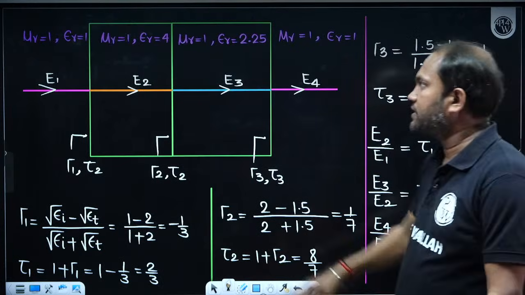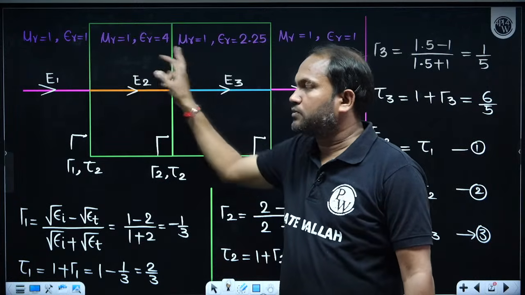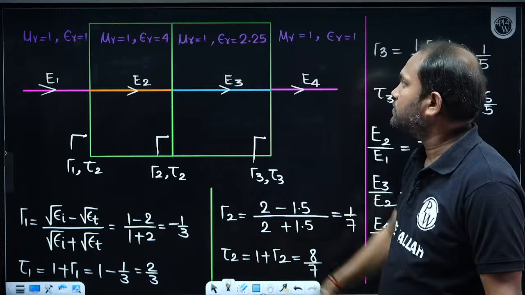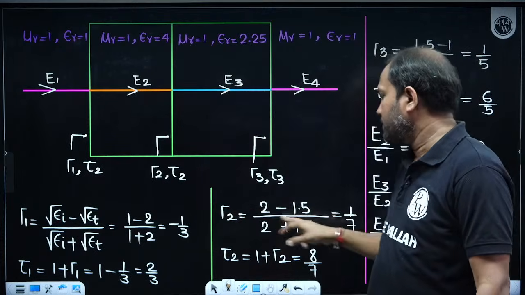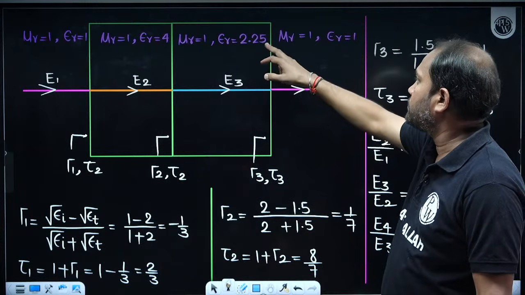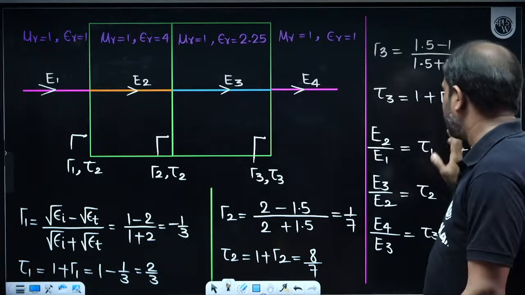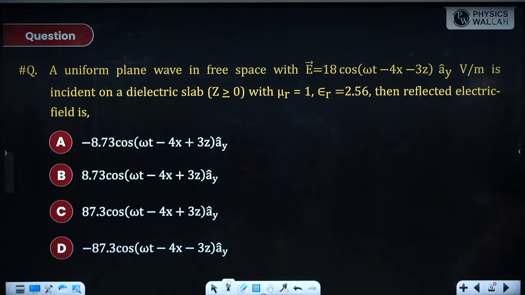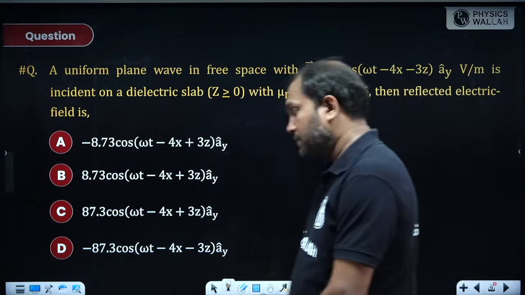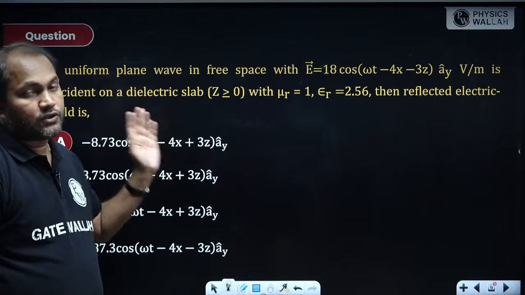Very good question. So what we have to do? First of all, we have to understand incident minus transmitted. 1 minus 2, 1 plus 2. 4 minus 2.25, 1.5, 2 minus 1.5. So 2 minus 1.5, 2 plus 1.5. Then 1.5 minus 1, 1.5 plus 1. So you will calculate like this. This type of question will be asked in GATE exam because this is a very good question.